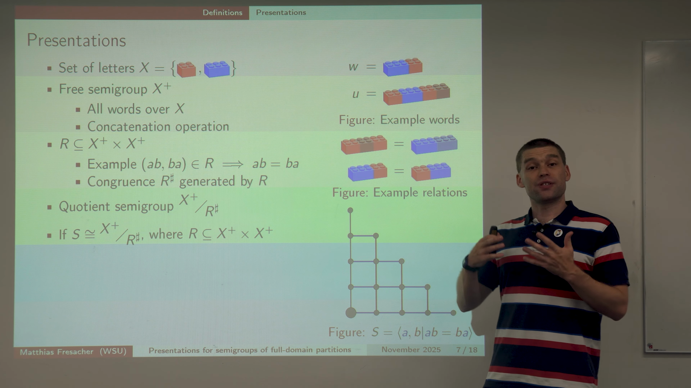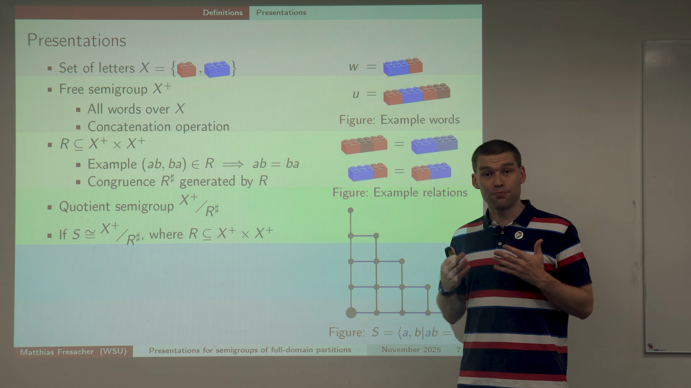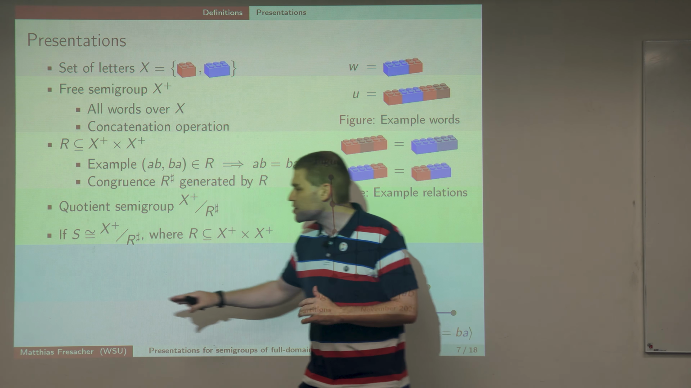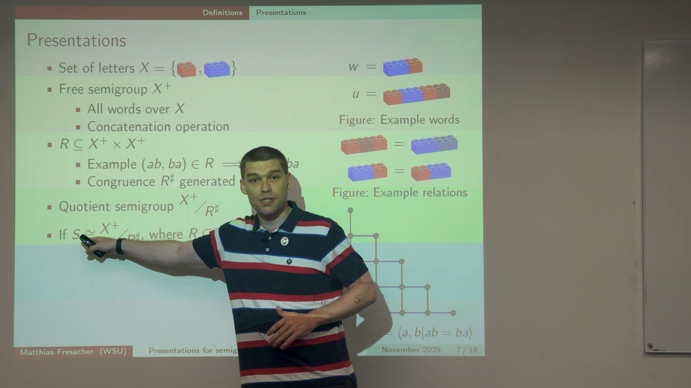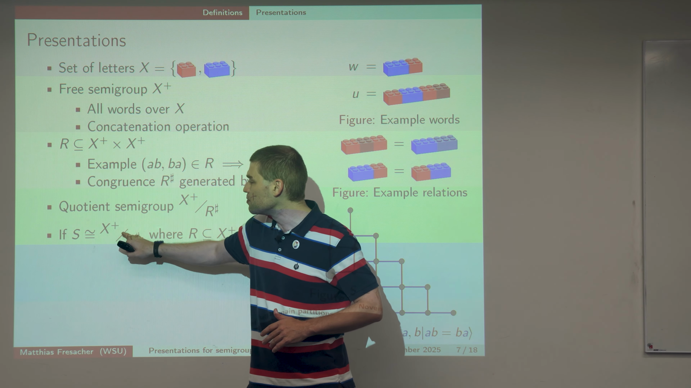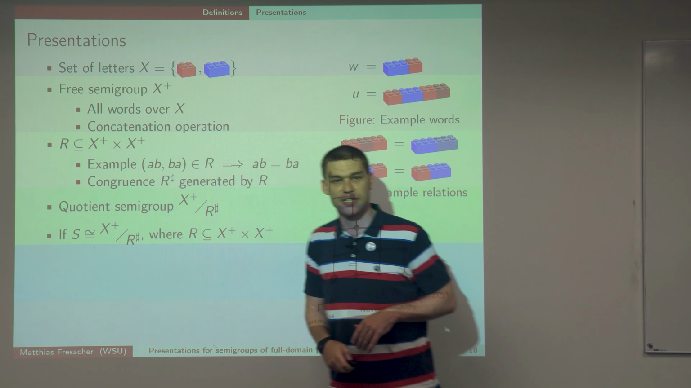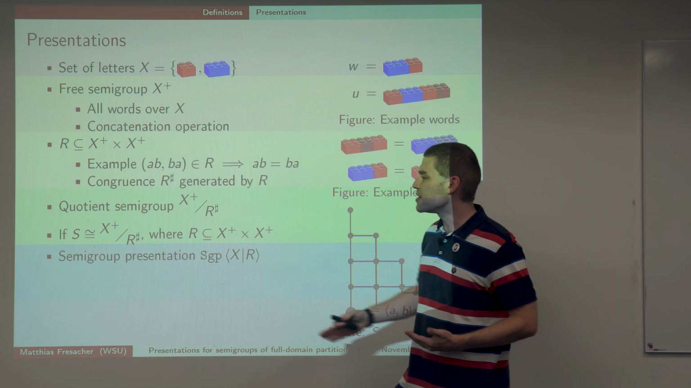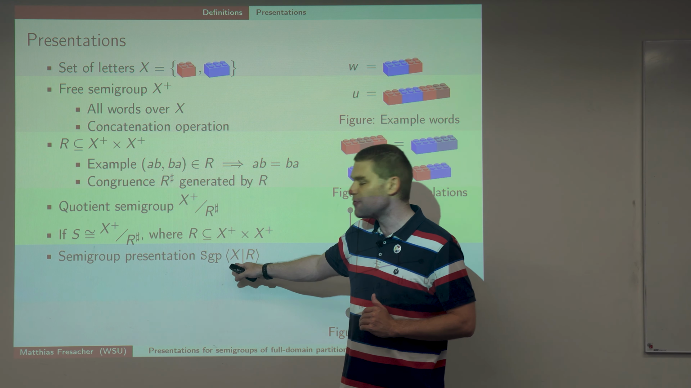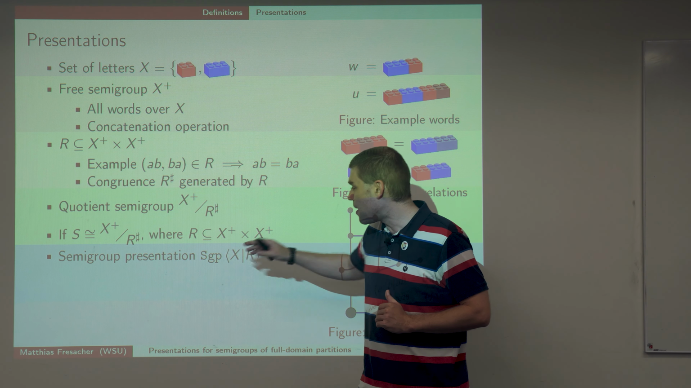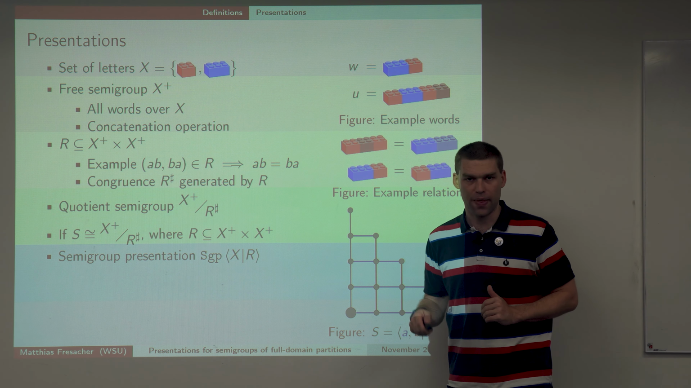That now allows me to state more formally what I mean by a semigroup presentation. So we have a semigroup presentation if my semigroup is isomorphic to the free semigroup quotient out by this congruence set. If I have that, then I can say we have a semigroup presentation given by the generating set X and our relations R.